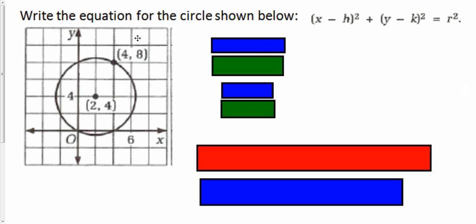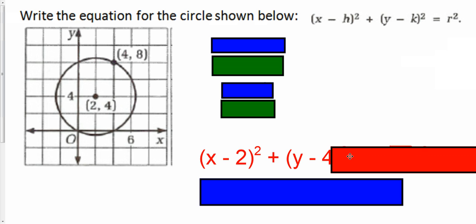This one is asking us to write the equation for the circle shown below. Well, we can see right here that the center is at (2, 4). So if I move this off to the side, we know that our equation is going to look something like this: (x minus 2) squared plus (y minus 4) squared. Anytime we know the exact center, we can just plug that into our h and k values. We still don't know the radius though.